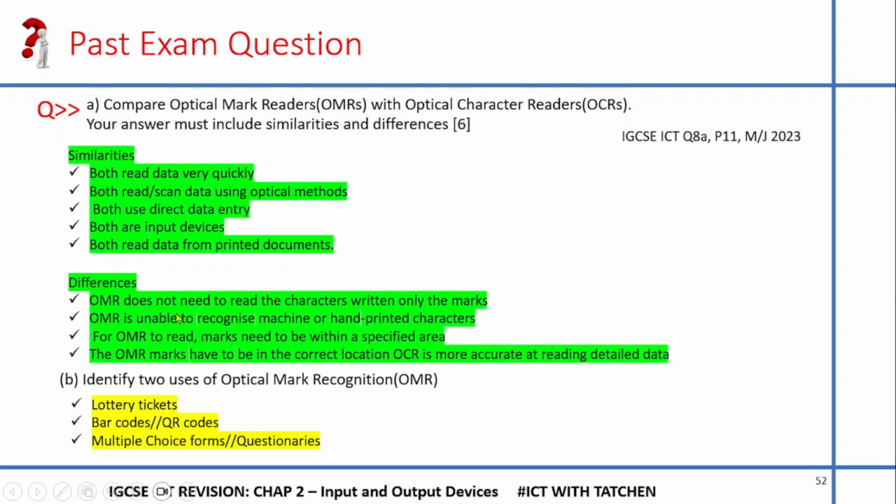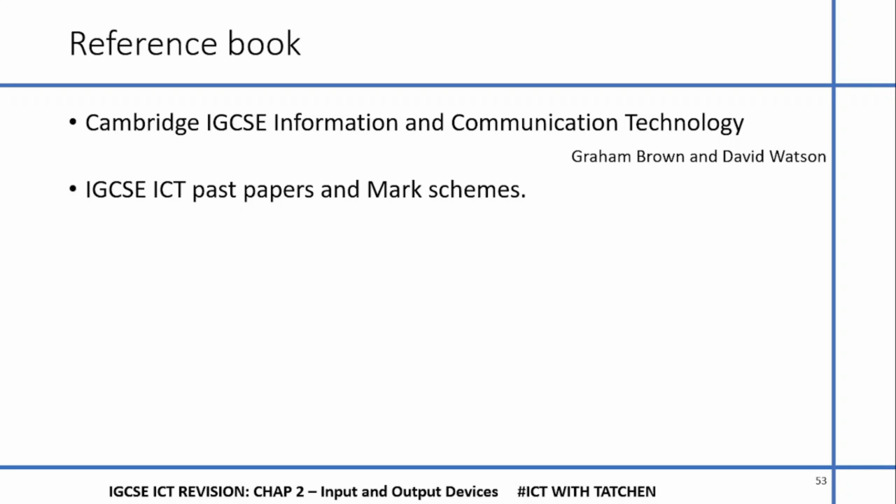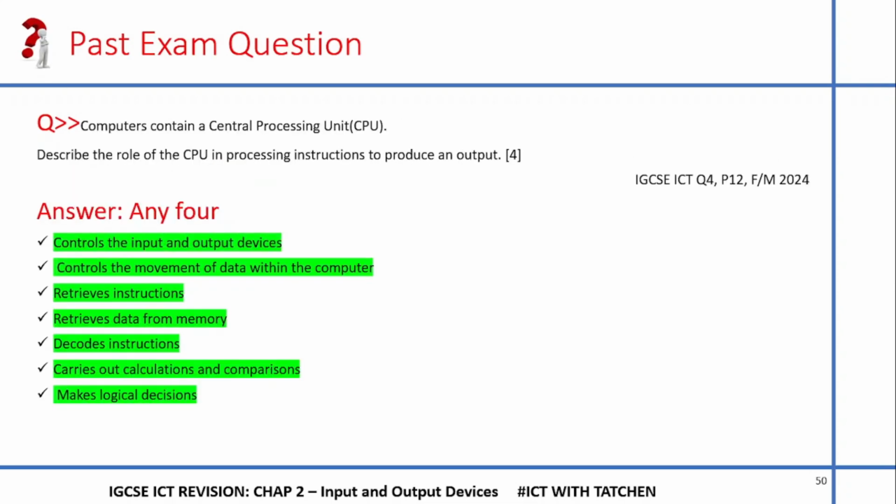Differences: OMR does not need to read the characters, only the marks. OMR is unable to recognize machine or hand printed characters, so that's a problem. For OMR to read, marks need to be within a specific area. So these are things you should know. Then the next question says identify 2 uses of optical mark recognition: lottery tickets, multiple choice questions, questionnaires, and all those forms, marking multiple choice questions or questionnaires, those kinds of things.